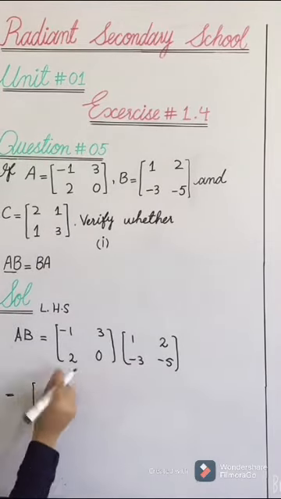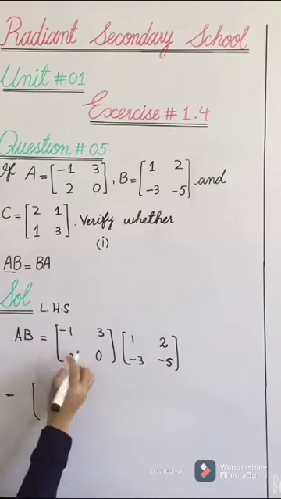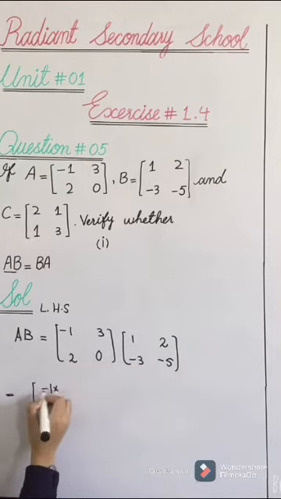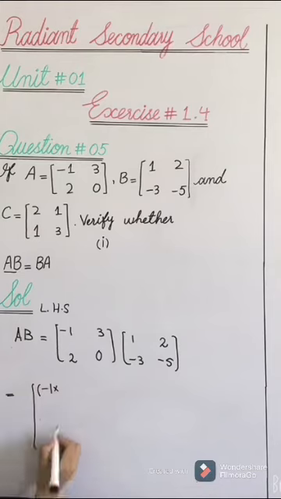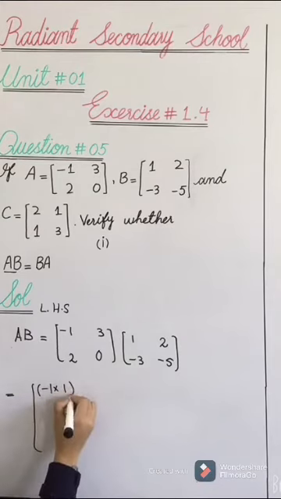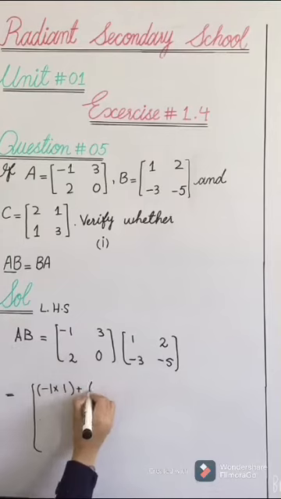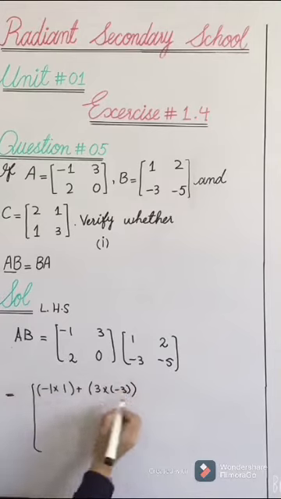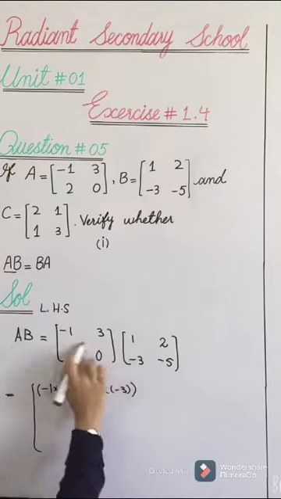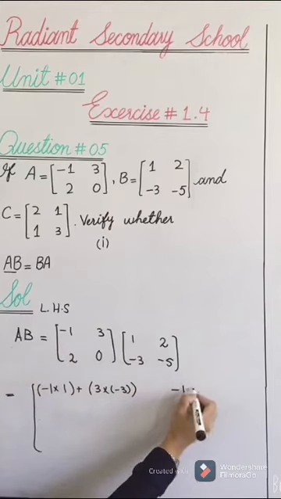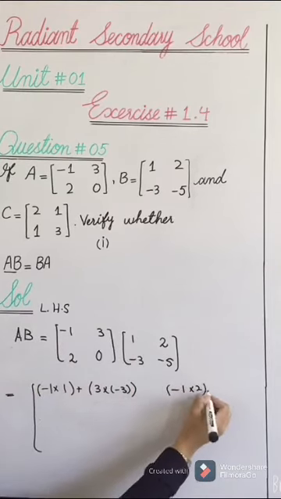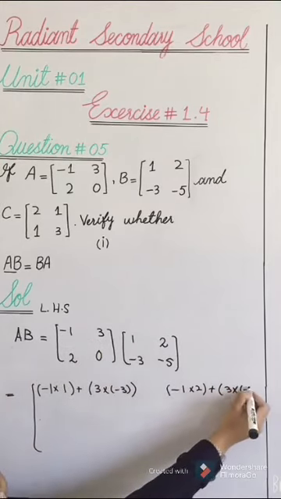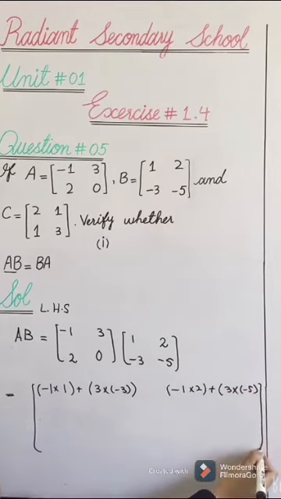Matrix A is -1, 3, 2, 0, and we will multiply row with column. First row, first column: -1 multiplied by 1 plus 3 multiplied by -3. So this will be your first element. Now first row, second column: we will multiply -1 multiplied by 2 plus 3 multiplied by -5, and we will close the bracket.